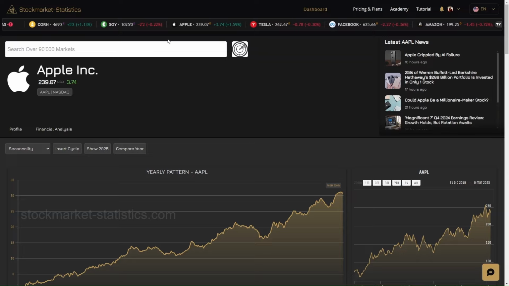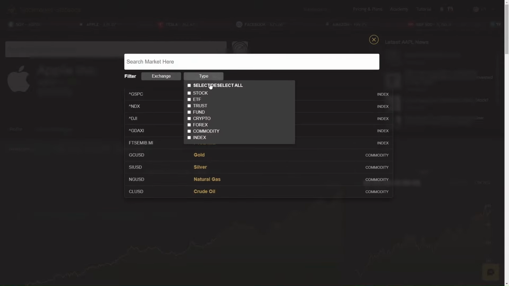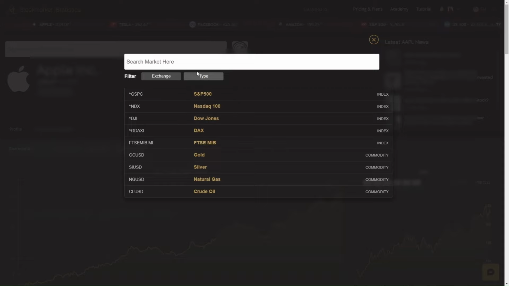By clicking on this search box, you have access to advanced statistical calculations for over 90,000 global markets. Any index, future, ETF, stock, Forex pair, or other asset is available in our system, and the statistics are at your disposal.